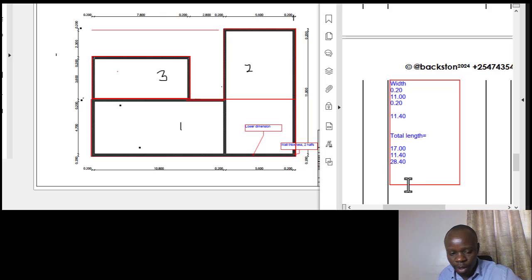Okay, so once we have this, the next part is now 2 multiplied by 28.40. Okay, so that was the length and the width. So we get the length plus the width, then you multiply by 2. Okay, we get the perimeter. So what does that come to? That comes to 56.80.